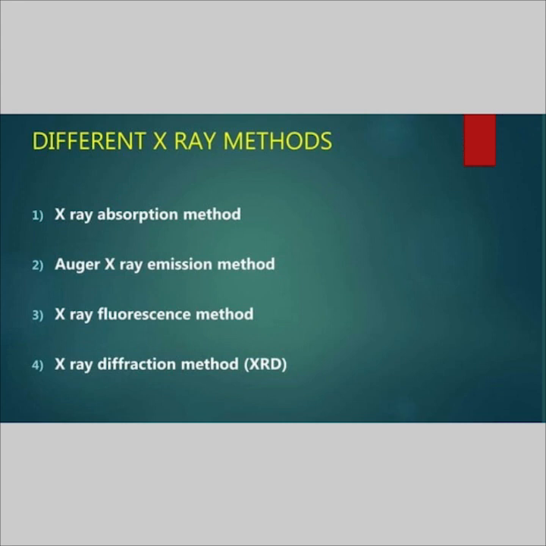So now coming to the different X-ray methods. There are basically four methods which are employed. The first one is the X-ray absorption method, then the Auger X-ray emission method, the X-ray fluorescence method, and the fourth one is the X-ray diffraction method, which is also known as XRD and is very frequently used in the food industry.